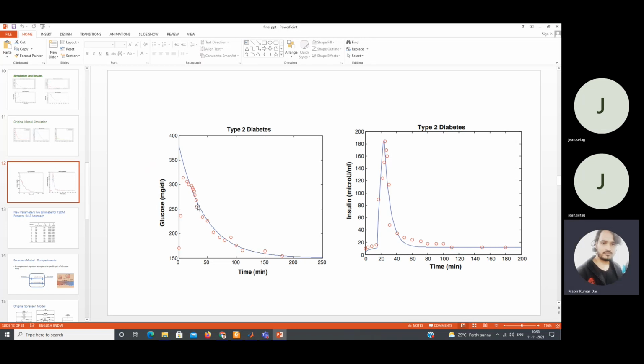So how is this error present here? Maybe our model does not capture all the physiological information for type 2 diabetes, or maybe the data we are taking is not accurate. There may be some measurement error present in that. That is why error creeps in, so we have to deal with error.